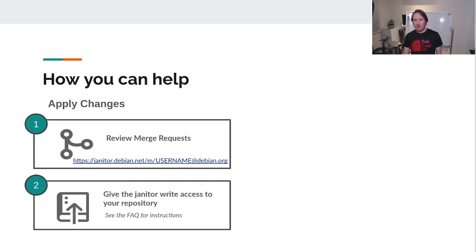So how can you help? First of all, you can help by applying changes from the janitor to your own packages. So that means either reviewing merge requests. You can go to the long URLs listed there for a list of your merge requests, and for more information about attempts from the janitor to fix packages that fail to build, for example. And then second of all, you can enable auto push for your repositories if you're comfortable with that. And the FAQ for the janitor has more information on how to do that.